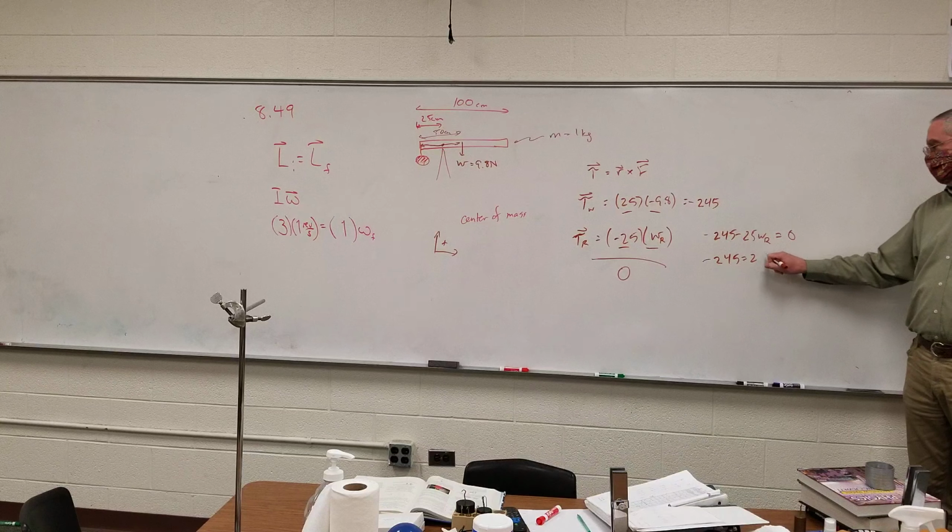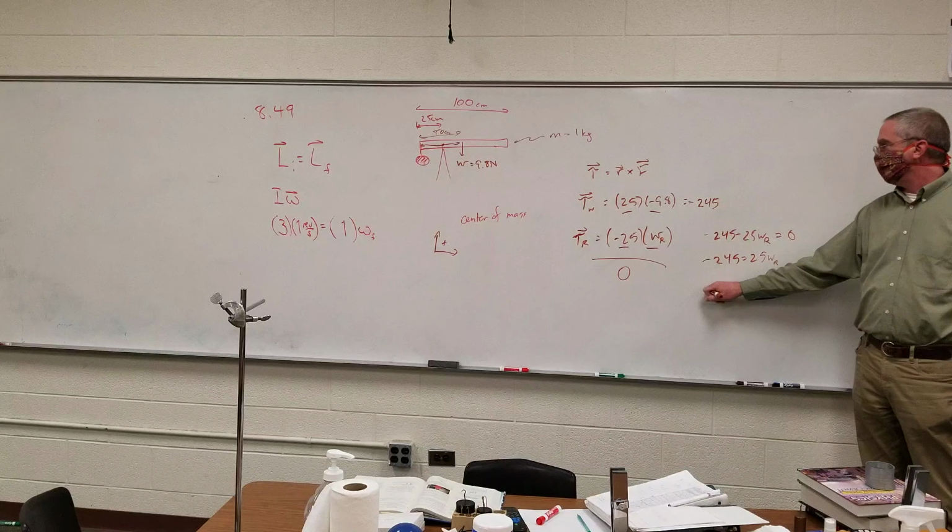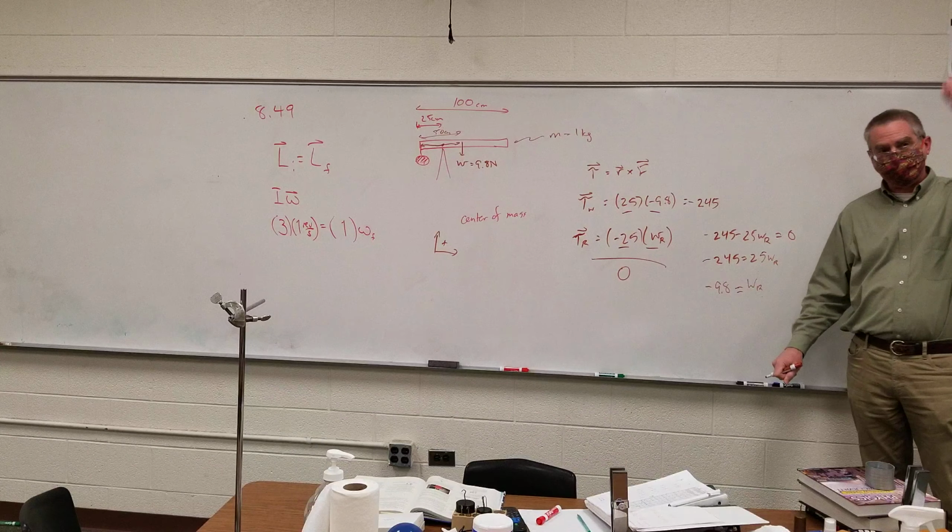So negative 245 is equal to 25 times the weight of the rock. And so the weight of the rock ends up being negative 9.8. Negative because it's downwards.